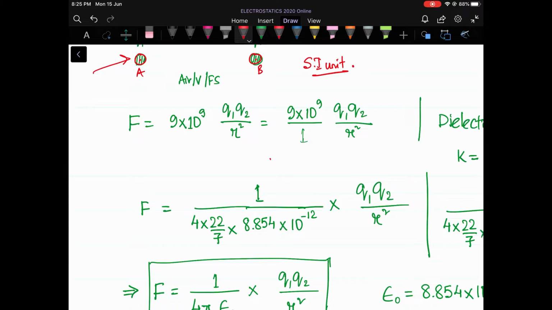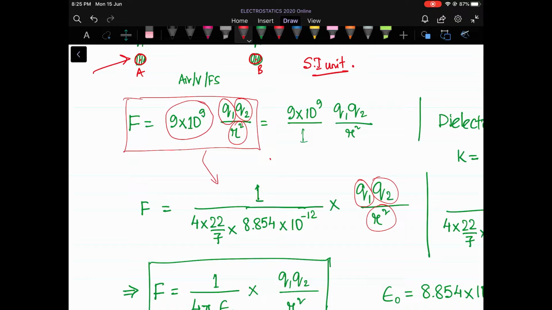Now this formula is going to become a bit complex, so you need to follow me on this. We are going from here, proceeding, and writing something like this. Now when you see this, you are totally going to be confused. Let's break it down. What have I done? I've written Q1 as Q1, no change, Q2 as Q2 with no change, R square as R square with no change. But this number here has been written in a different form. We have written 1 divided by 4 into 22 by 7 into 8.854 into 10 to the power minus 12. When we do this, you will notice the value of this term is exactly equal to 9 into 10 to the power 9. Now, you must be thinking why there is a need to do this.